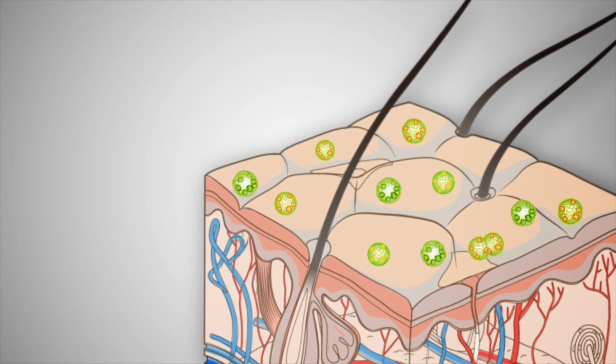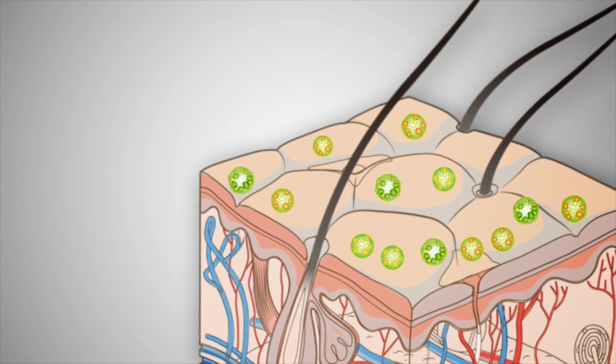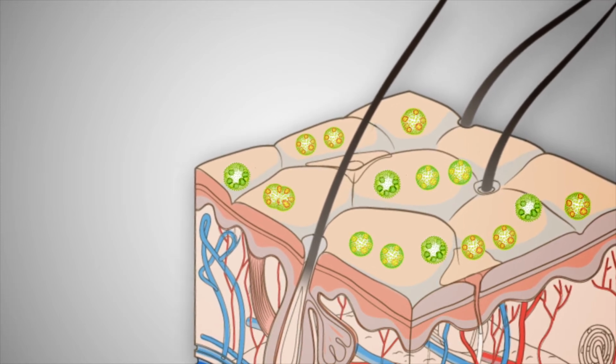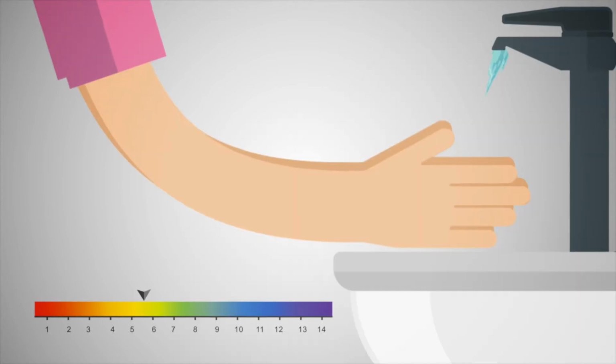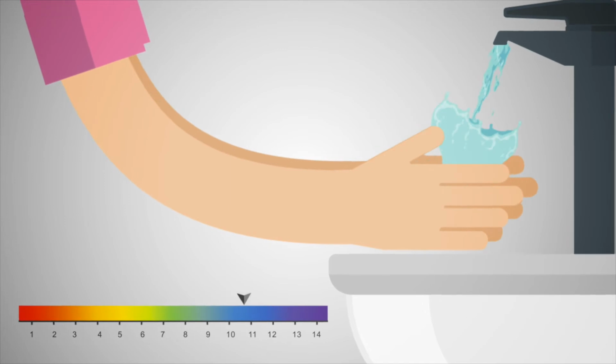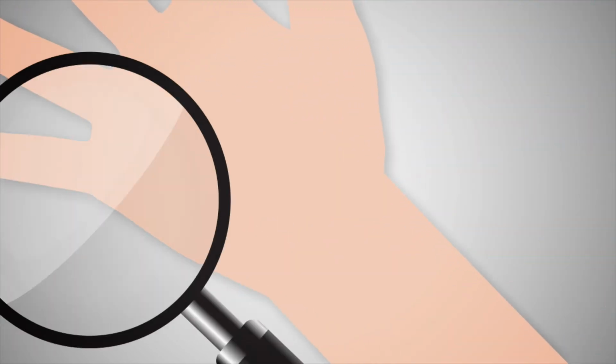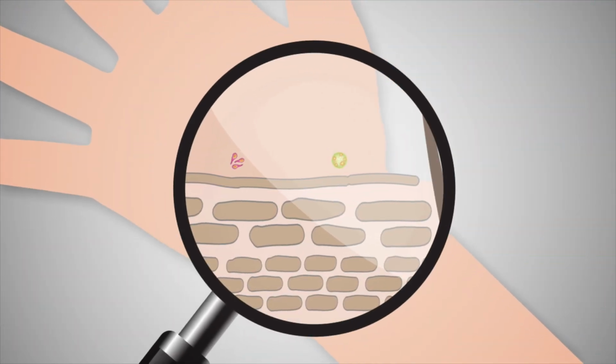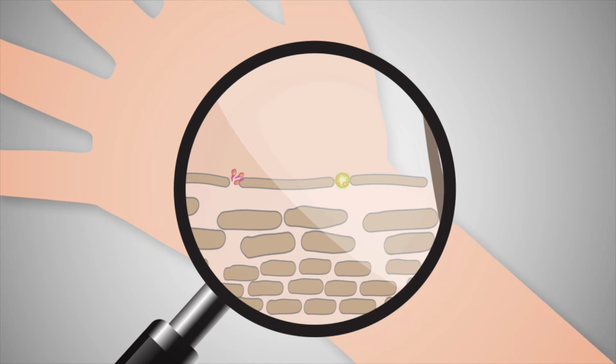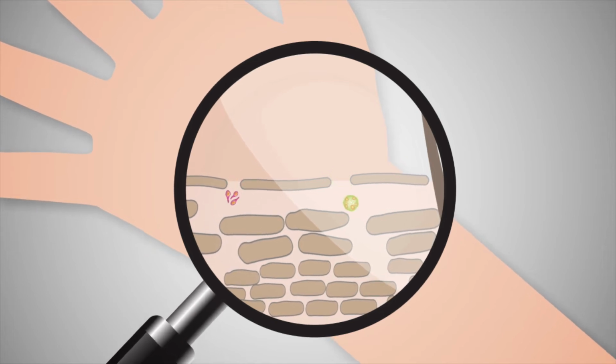Maintaining the pH of the skin is essential to avoid the growth of pathogens. The acid mantle can be disrupted by washing or changing the pH of the skin. If the acid mantle is disrupted or loses its acidity, the skin becomes more prone to damage and infection.